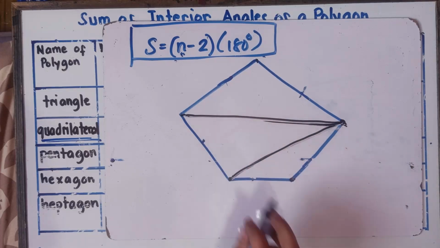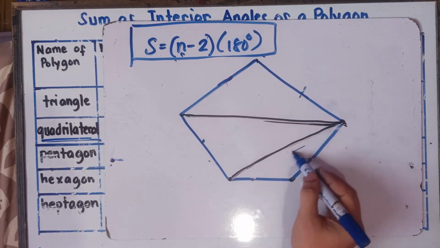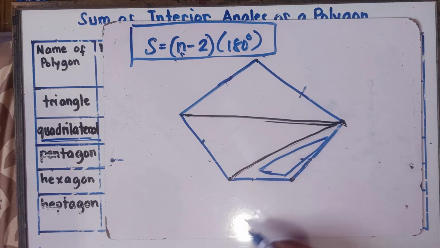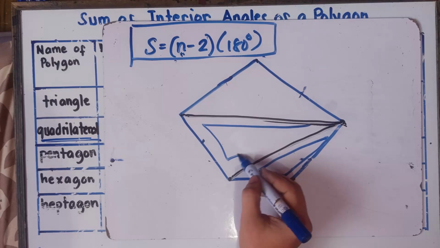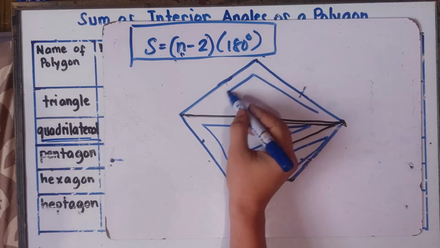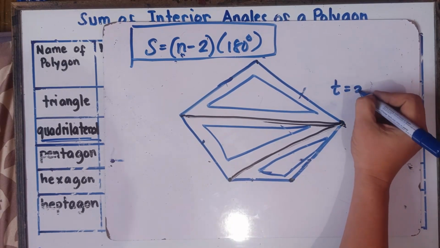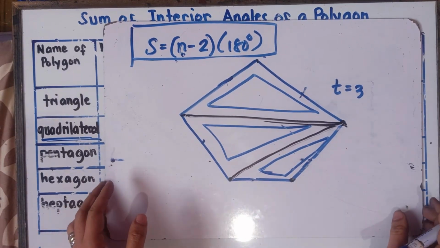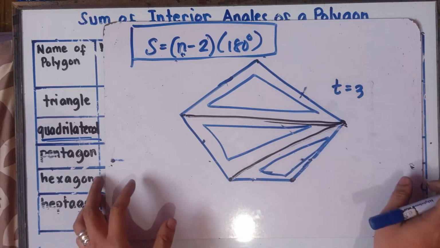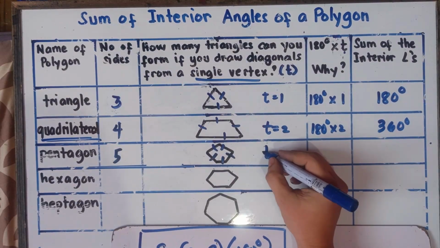And then this one. So how many triangles? One, this one right here. First triangle. Two triangles, and then another one. Three triangles. So we can form three triangles. So that would be T is equal to 3. 1, 2, and then 3. Alright, so T is equal to 3.